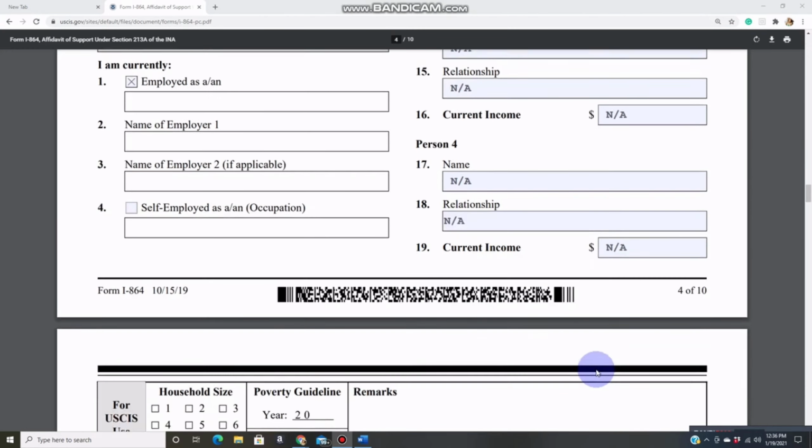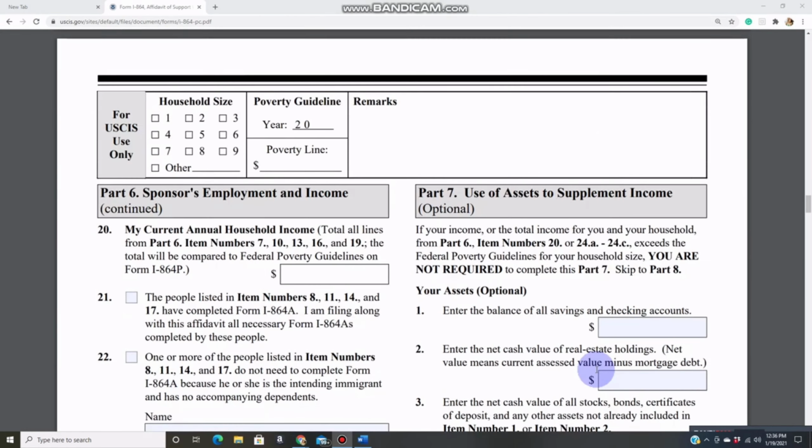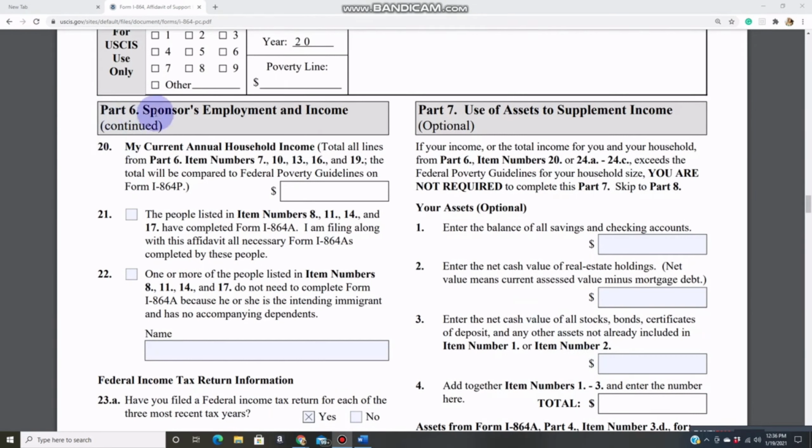So let's move forward in part 6. This is just the continuation of part 6 above. Sponsor's employment and income. Number 20, current annual household income. Total all lines from part 6, item number 7, 10, 13, 16, and 19. The total will be compared to federal poverty guidelines on Form I-864. So in this part, you are going to total all the household income from part 6, item number 7, 10, 13, 16, and 19. So let's take a look.